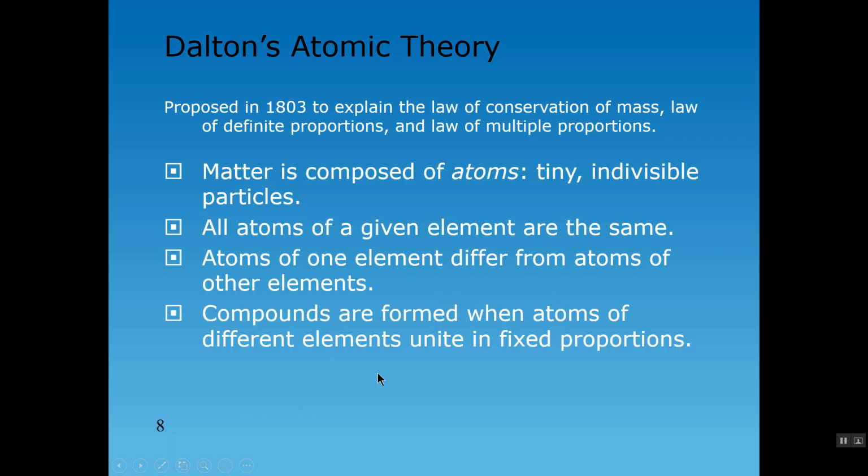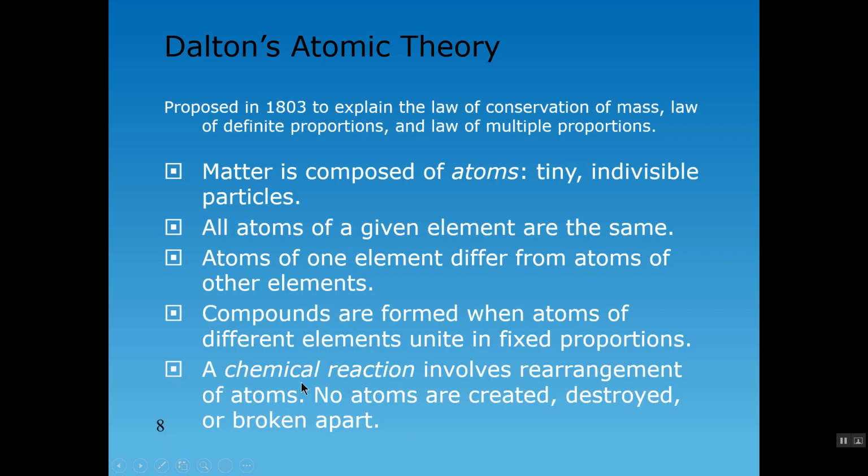The fourth assumption is that compounds are formed when atoms of different elements unite in fixed proportions. And this basically explains the law of definite proportions, all right? Basically, when a compound is formed, the atoms of the elements that come together are in fixed proportions, and therefore that's why the percent compositions of the different elements present in the compound are fixed, regardless of where the compound comes from.